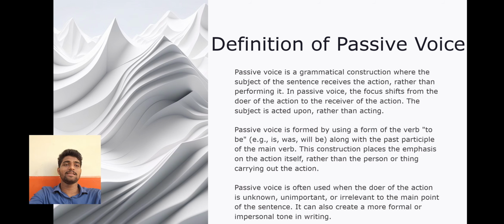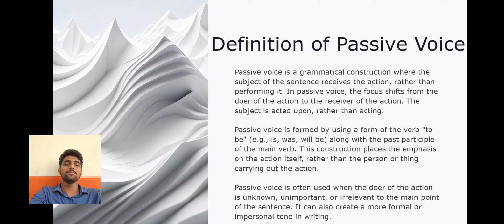Definition of passive voice. Passive voice is a grammatical construction where the subject of the sentence receives the action rather than performing it. In passive voice, the focus shifts from the doer of the action to the receiver of the action. The subject is acted upon rather than acting. Passive voice is formed by using a form of the verb to be, for example, is, was, will be, along with the past participle of the main verb.